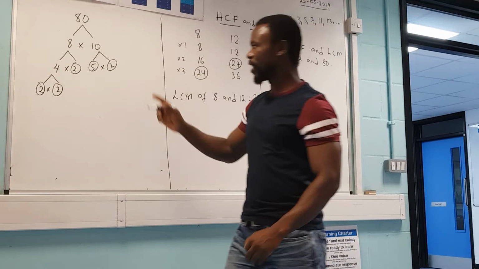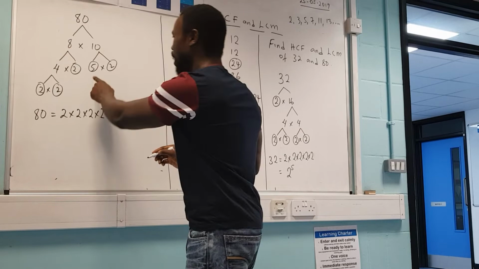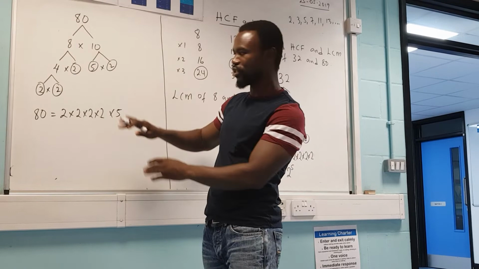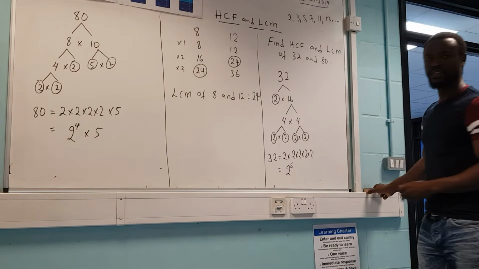So let's write 80 as a product of prime numbers. We have 1, 2, 3, 4, so we have 2 times 2 times 2 times 2 and then times 5. Only the numbers that you have circled are the ones you will write. We can write this as 2 to the power of 4, because there are 4 lots of 2 here, times 5. Now, it brings us to how we find the HCF and the LCM.